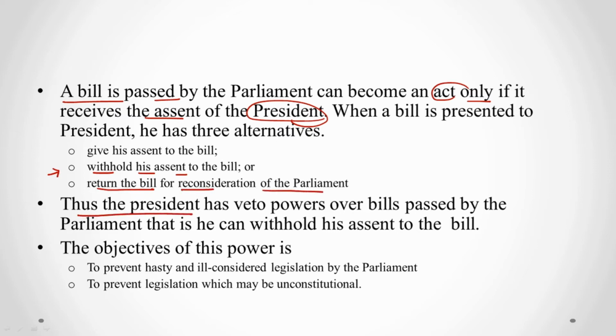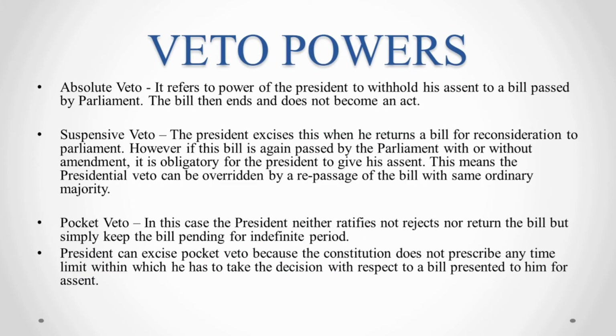Thus, the president has veto powers over bills passed by the parliament, and he can withhold his assent to the bill. The main objective of this power is to prevent hasty and ill-considered legislation by the parliament and to prevent legislation which may be unconstitutional. The President of India is vested with three veto powers.